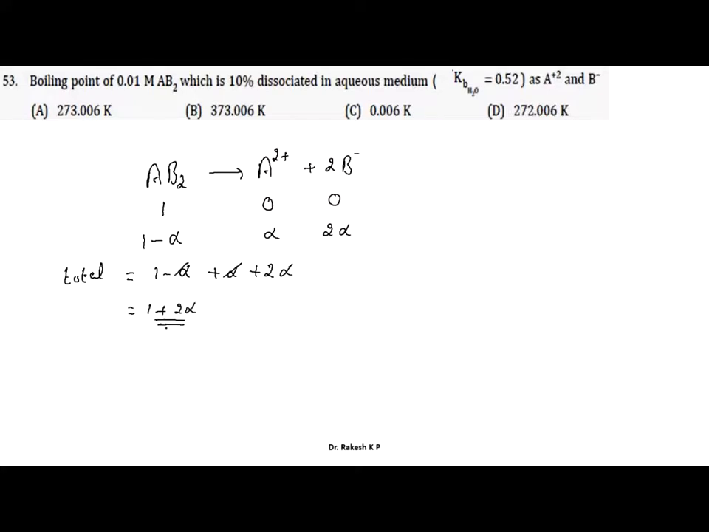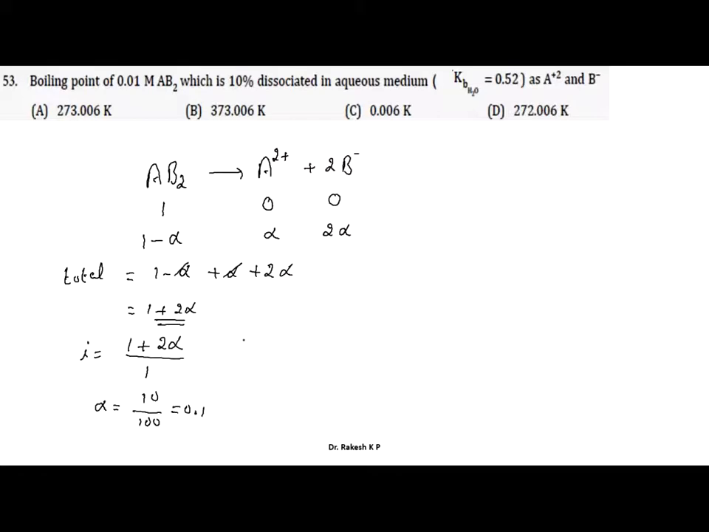Now we have to calculate i. i is nothing but the total number of moles of the solute after dissociation to the total number of moles before dissociation. After dissociation we got 1 plus 2 alpha, and before dissociation we are having 1. Now we have to calculate alpha. Only 10% dissociated, that means 10 divided by 100, so we got 0.1.